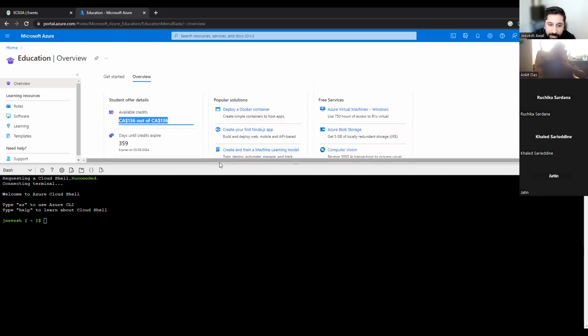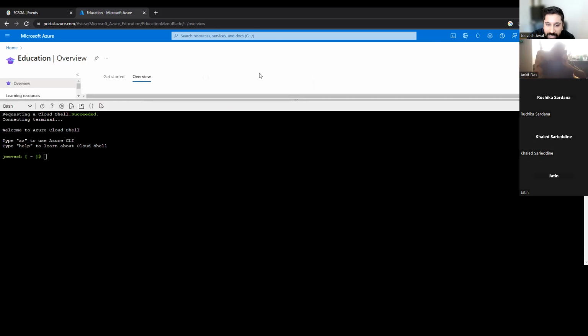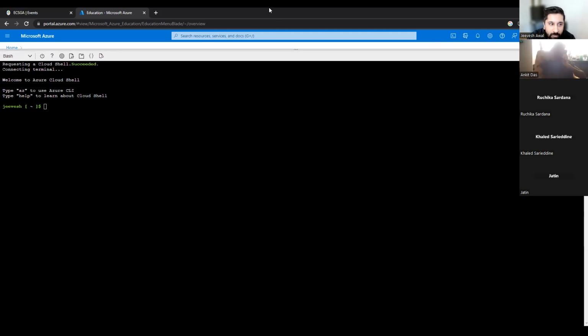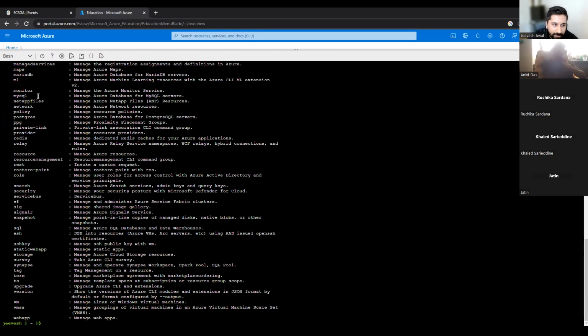Okay. And now you can see, so multiple ways of accessing Azure. One could be the portal. Second could be the CLI. So currently I'm running the CLI within Azure itself, but I could be running it outside Azure as well. And then I could run some basic commands to access Azure. I hope this makes sense to all of you.